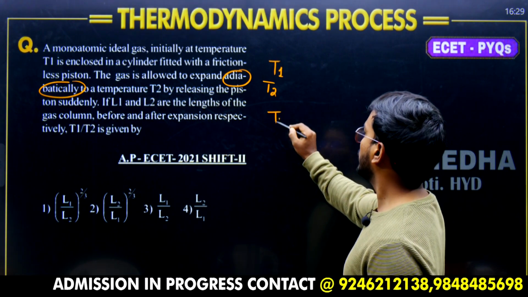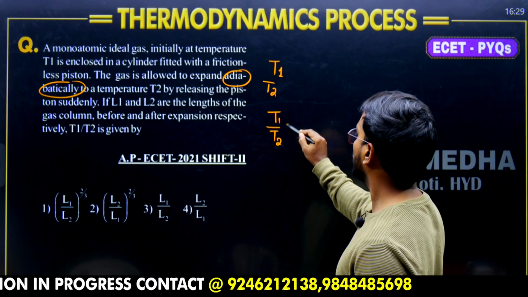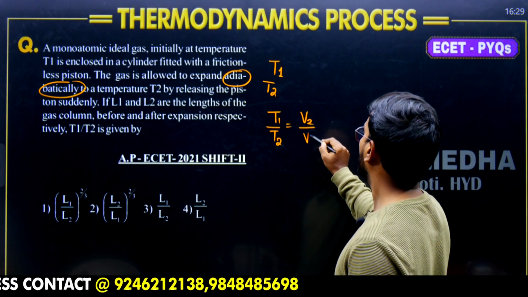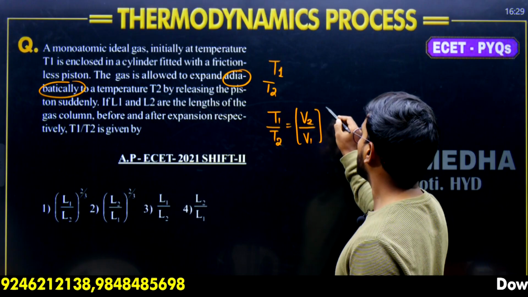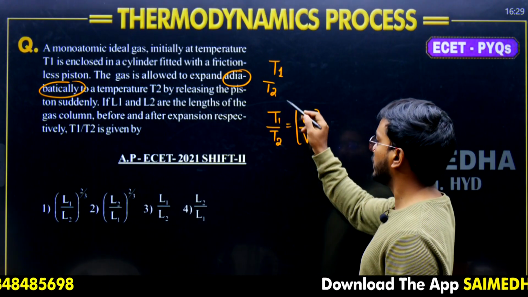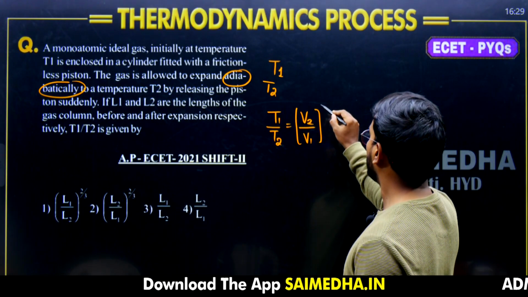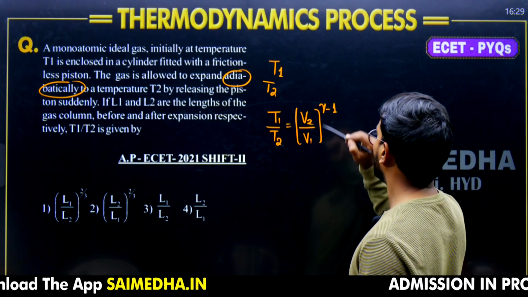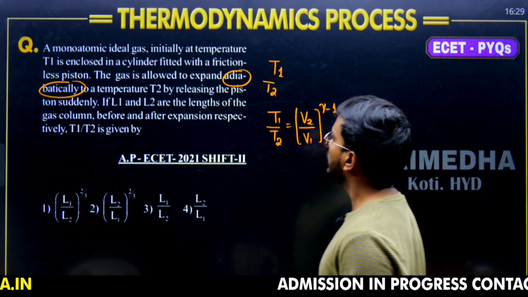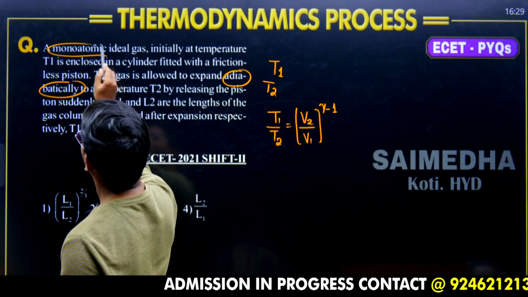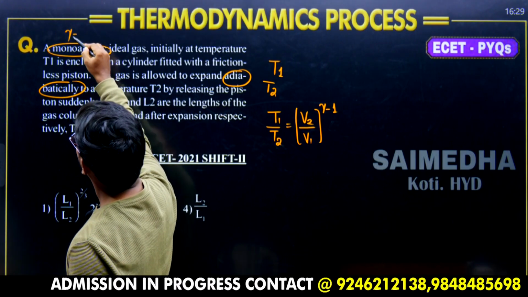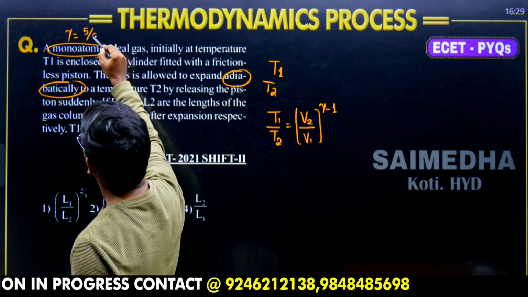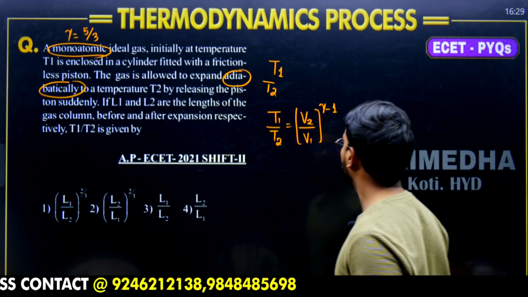We know the relation in between T1 by T2 to volume. Volume is V2 divided by V1, whole to the power of, volume does not have any power, this is 1 by gamma minus 1. 1 by gamma minus 1 going to the right hand side, it will become gamma minus 1. He is saying in the question that it is which type of gas? Monoatomic gas. For the monoatomic gas, gamma is equal to 5 divided by 3.